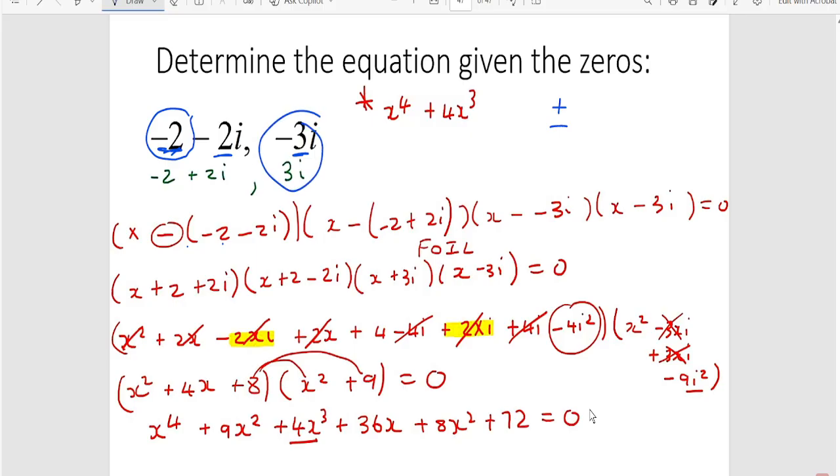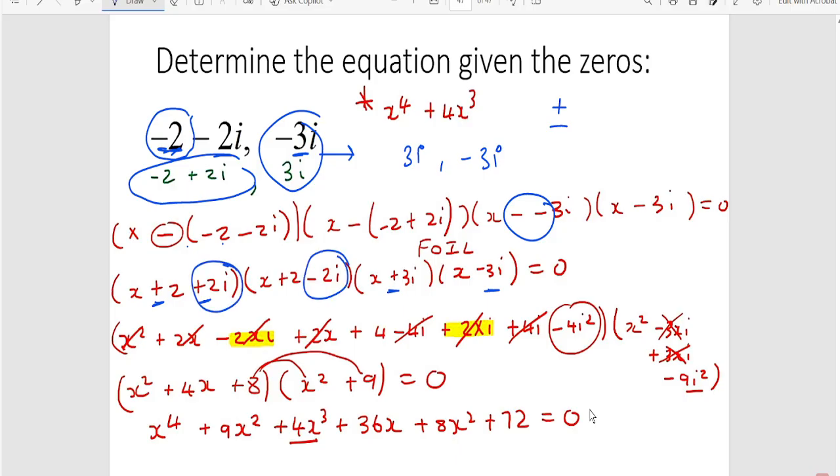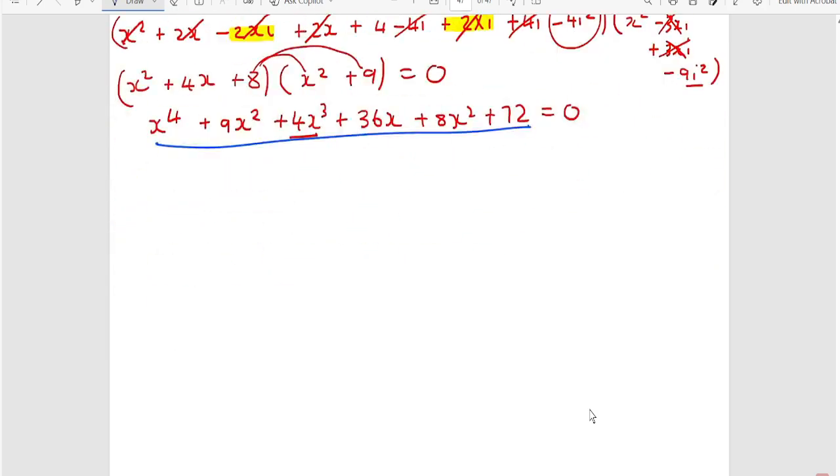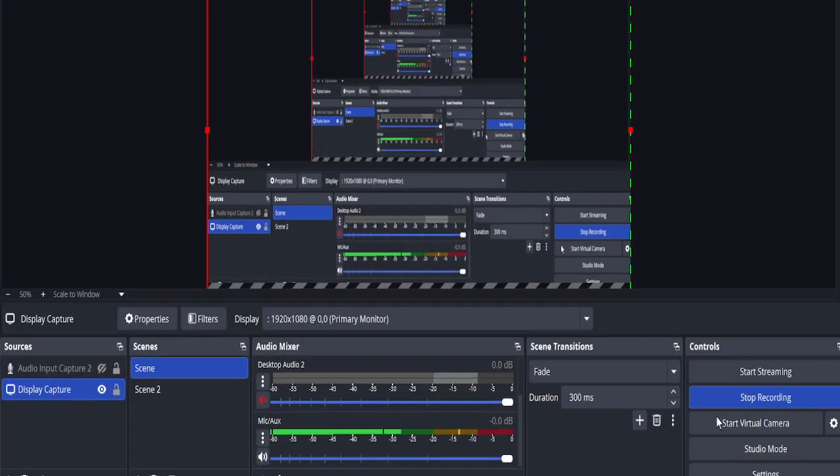Similarly for this, if 3i is a solution, its conjugate is also going to be a solution, so we write positive 3i and negative 3i. For this one, first we wrote positive 2 and positive 2i, then we just change the sign, positive 2i and then negative 2i. Similarly, if 3i is a solution, negative 3i. Now if I multiply all these terms, I get my equation. Okay, that was it for today. Thank you.